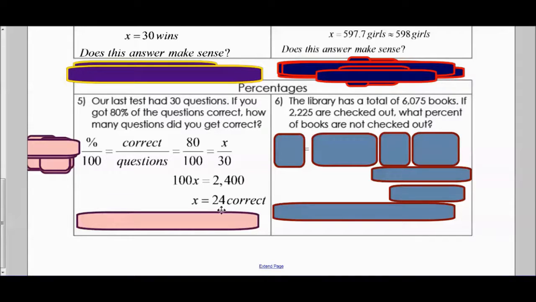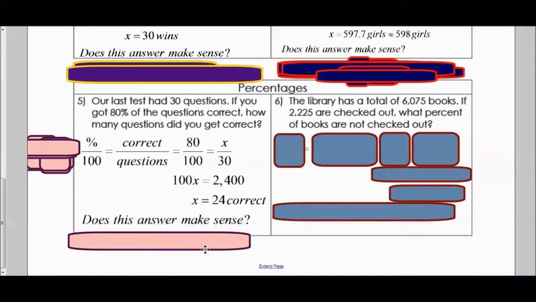And that makes sense. It's a good chunk over half of this. If you get a number bigger than 30, that can't possibly make sense. If you get a decimal, that also can't possibly make sense. You need to be getting a decent number correct to get an 80%. So that answer does make sense.